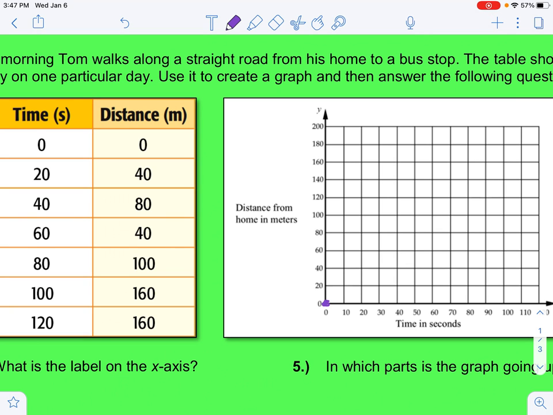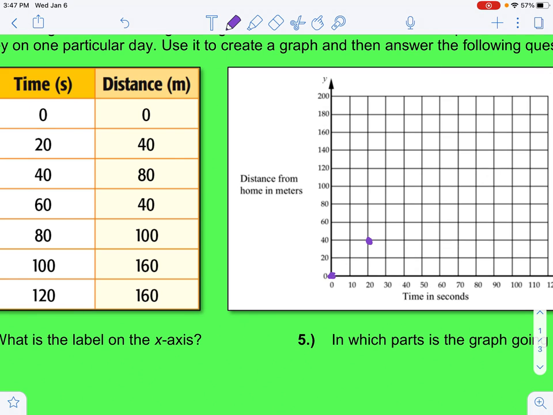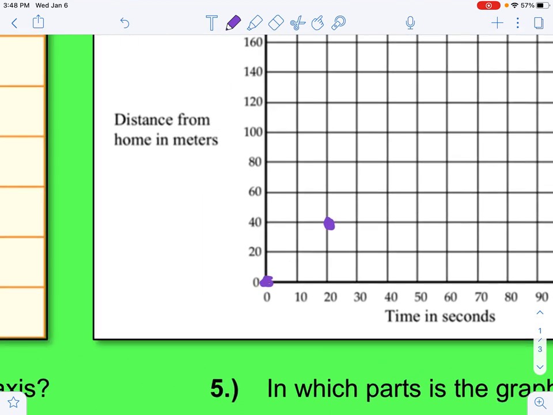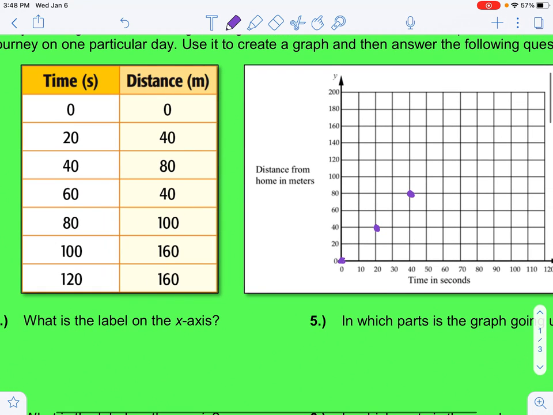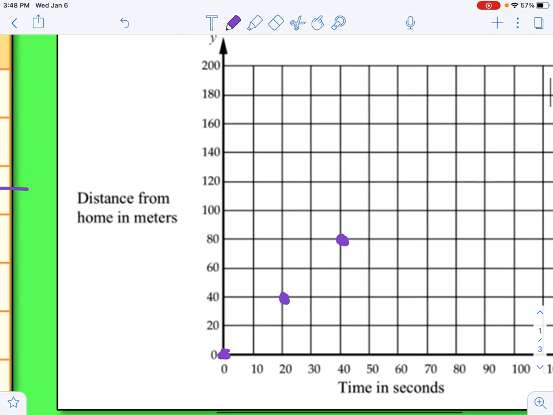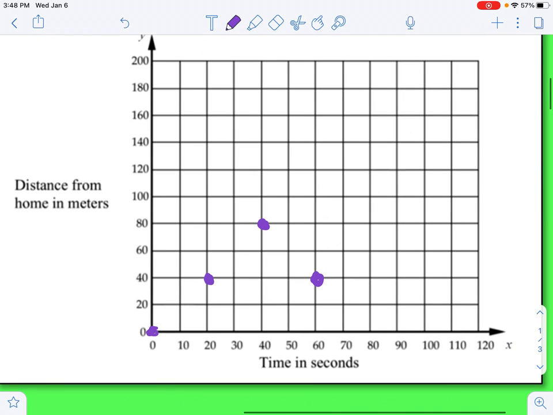Our next one is 20 seconds and 40 meters. So we're going over 20, up 40. So right there. Our next one is 40, 80. So we're going over 40, up 80. And then 60, 40. So we're going over 60, up 40. Alright, next is 80, 100. So we're going over 80, up 100.